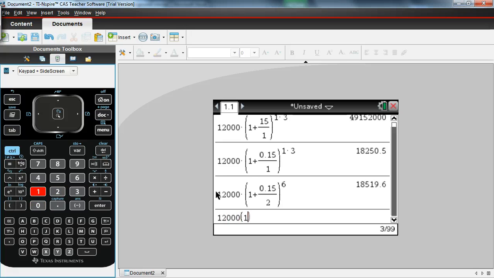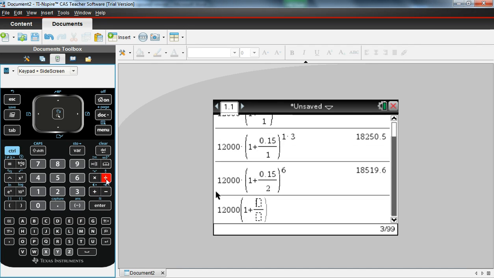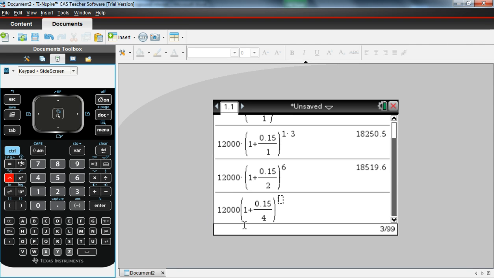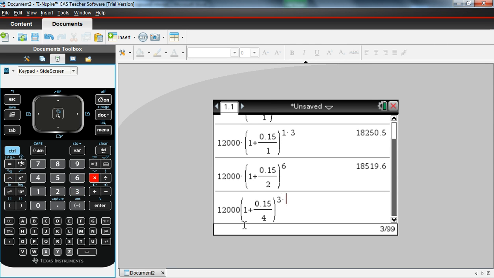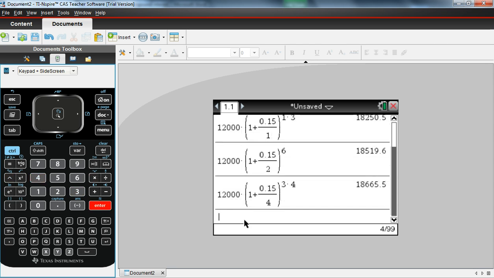12,000, 1 plus 0.15. Remember, don't put just 15. You can put a 0 out there because you have to put your rate percentage as a decimal. So this time its number of periods is 4 because we're doing it quarterly, and then we have to do 3 years. Oops, we must do to the power of, so don't just put 3 after there. 3 times 4, or we could have just typed 12 there as well. And as you'd expect, it's gone up.